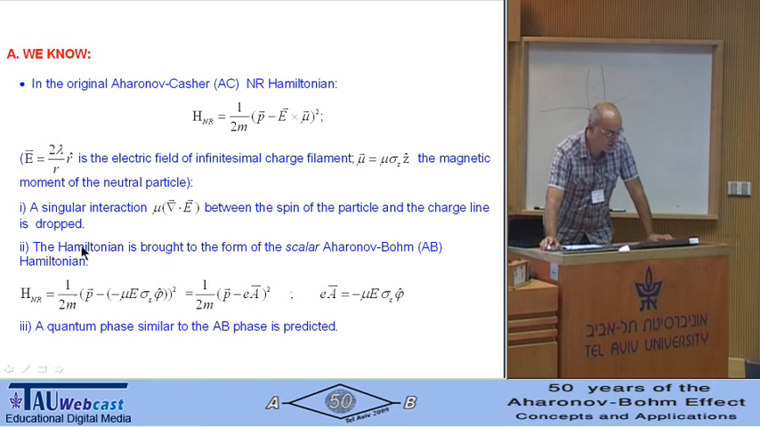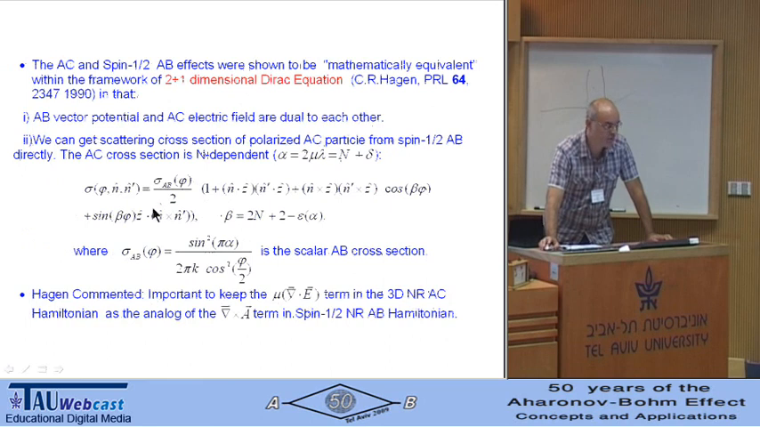Now, once they do this, then the quantum phase, similar to the Aharonov-Bohm scalar particle phase, is obtained. So only when they omit this term, this is obtained. Now, Hagen has established the equivalence of spin 1/2 Aharonov-Bohm and Aharonov-Casher effect, however, within the framework of a relativistic 2 plus 1 dimensional model based on the Dirac equation.